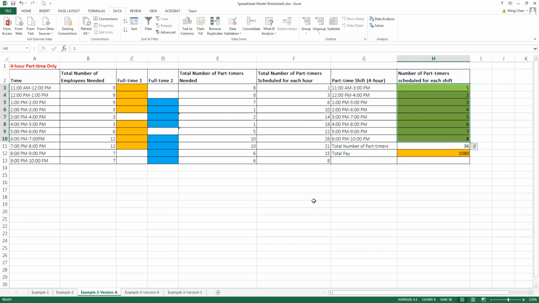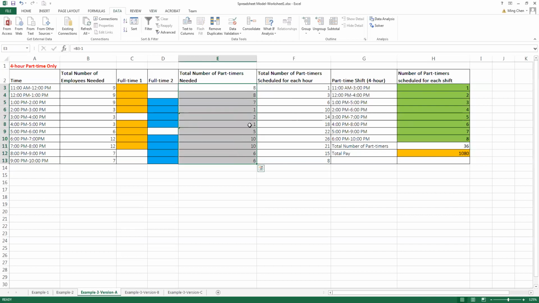The last one is about constraint. So what is your constraint? If you don't have a constraint, we will be simply hiring 0 people for each shift. That will minimize the total pay, which will be 0, right? If we don't hire anybody, we don't have to pay at all. But that's not the case. So we have a constraint. Our constraint is this one.